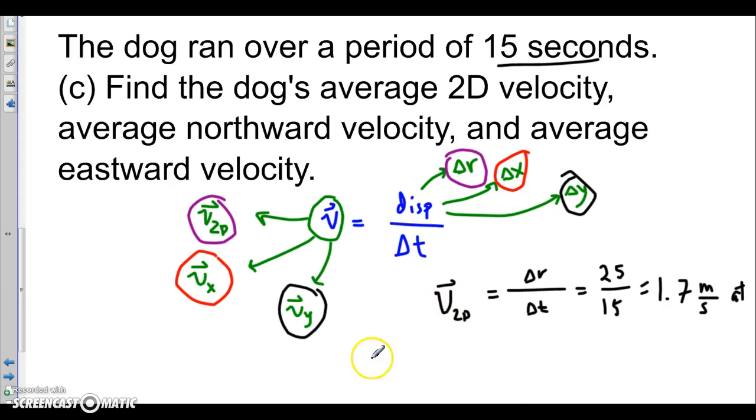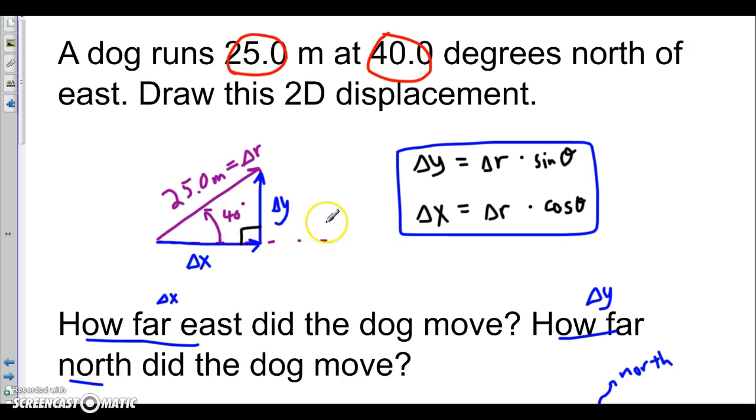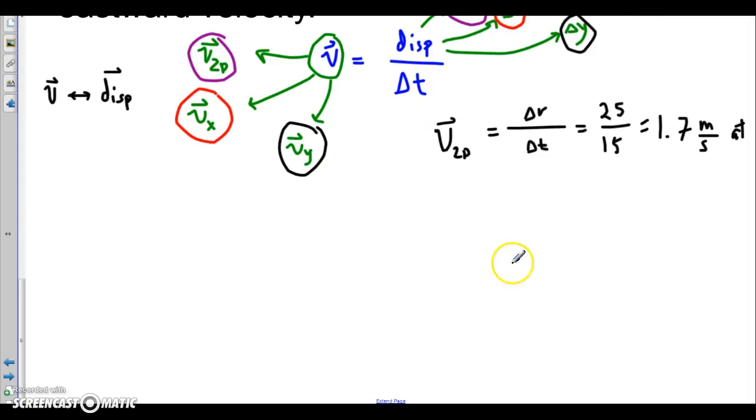This is a velocity, so it has direction. In general, the direction of the velocity is the same as the direction of the displacement. So we're looking at the two-dimensional velocity, and we have to look at the direction of the two-dimensional displacement. It is directed at 40 degrees north of east. So this is 40 degrees north of east, and that's because the velocity has the same direction as the displacement. So the angle is the same.